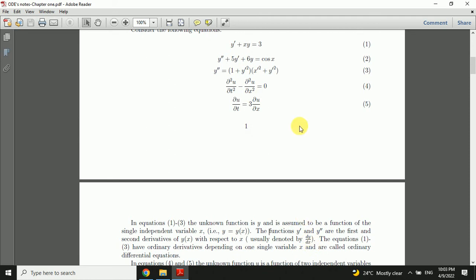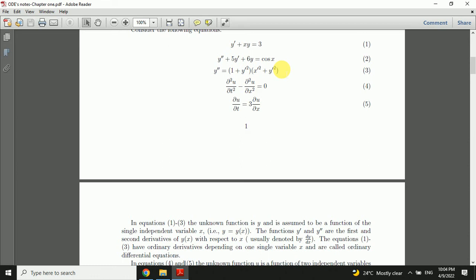So we've said that from 1 to 3, y is a function of one variable x. Then that means the equations 1 to 3 have ordinary derivatives depending on a single variable x, and hence are called ordinary differential equations. So 1 to 3 are examples of ordinary differential equations because we have only one variable. We are differentiating with respect to just one variable.